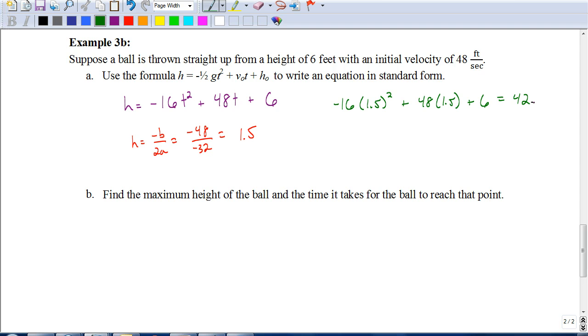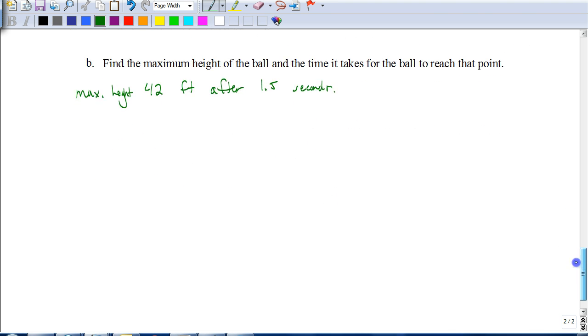So I guess I'm ahead of myself, because all they asked us to do here is to write an equation in standard form. So we've actually done part B here. Part B is where it asks us to find the maximum height of the ball. So now I know the maximum height of the ball would be 42 feet after 1.5 seconds. That's how you could write it.